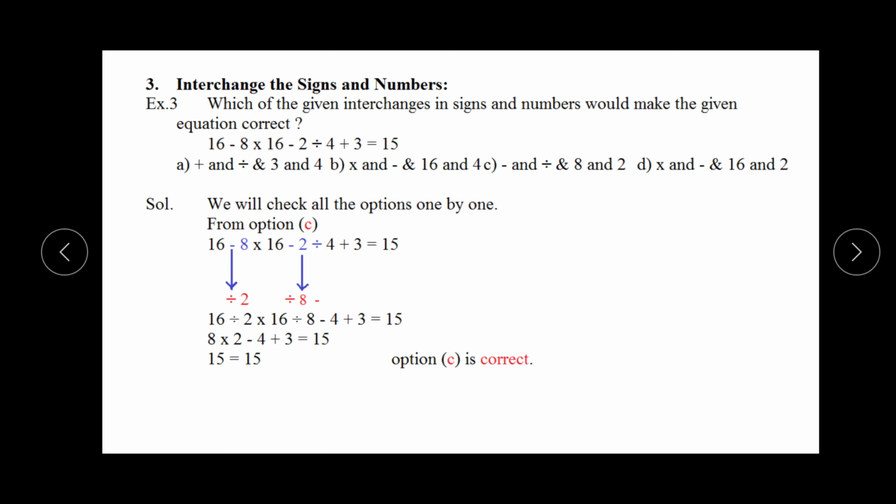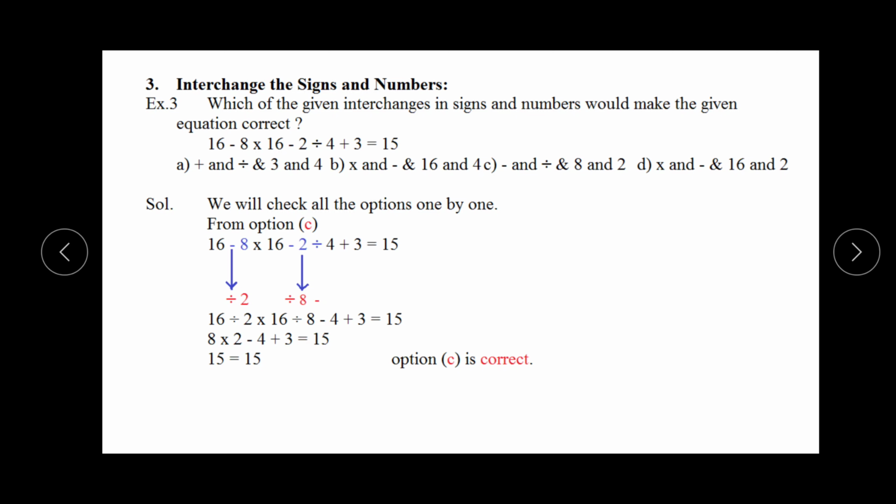In the options it is given that we will interchange. Interchange means plus and divide. Anywhere a plus sign is there, we will replace it by a divide sign, and if a divide sign is there, we will replace it by a plus sign, and we will replace 3 by 4 and 4 by 3. Again in the second option this, in the third option this, and in the fourth option this. So we will interchange these signs and the numbers, the values.